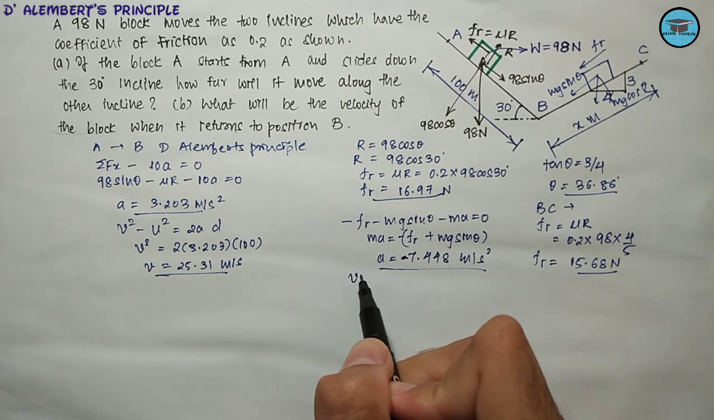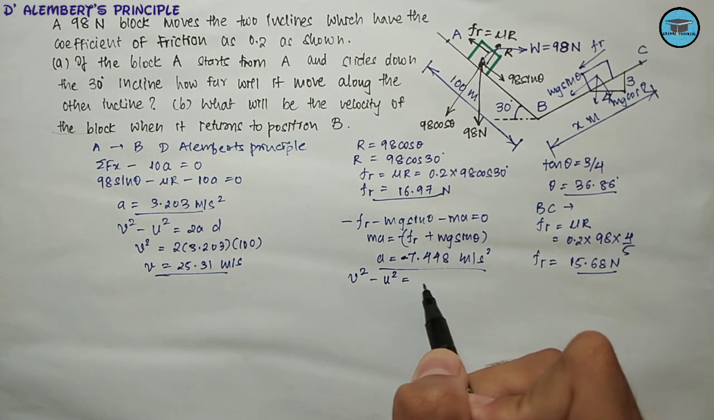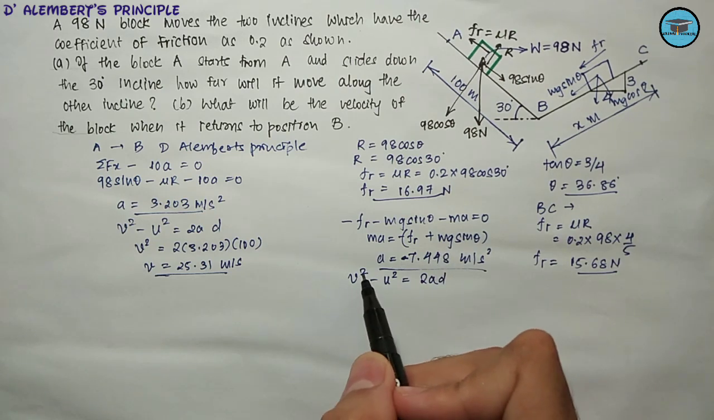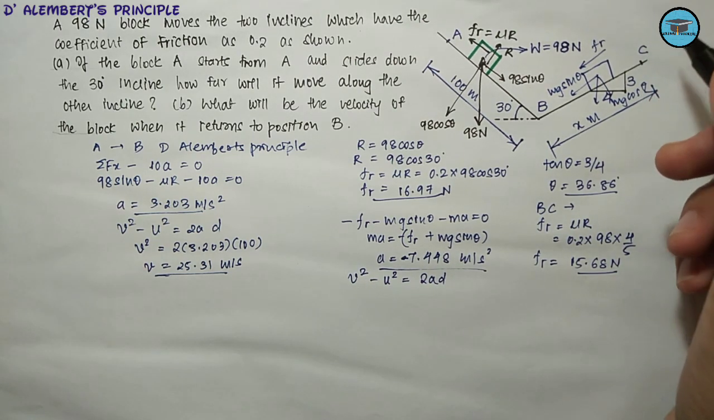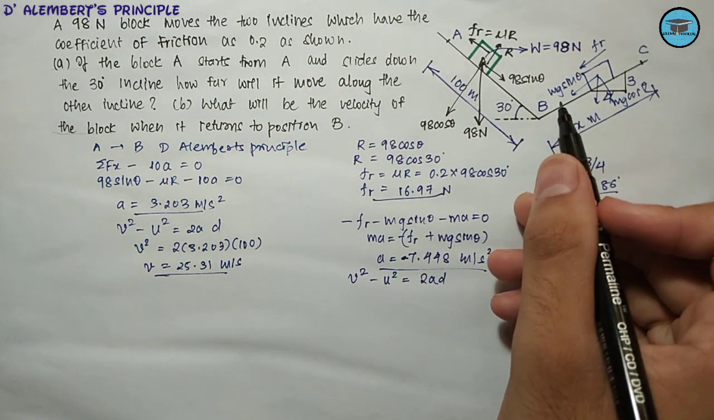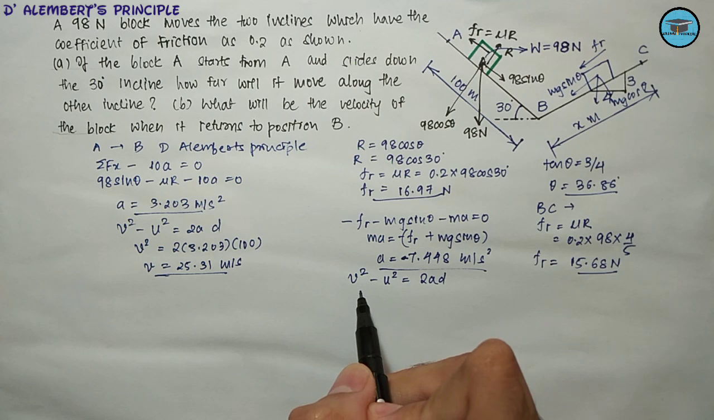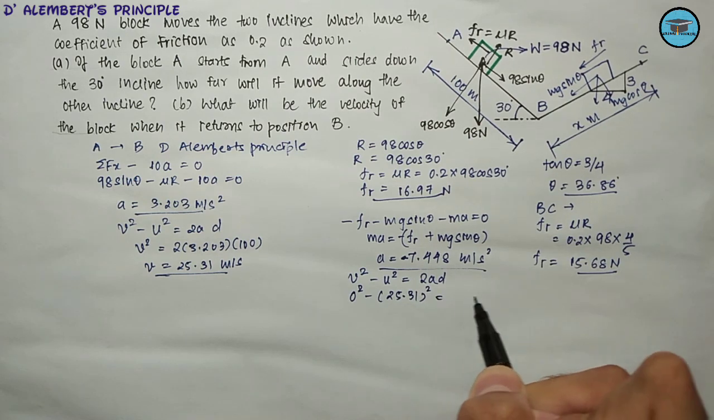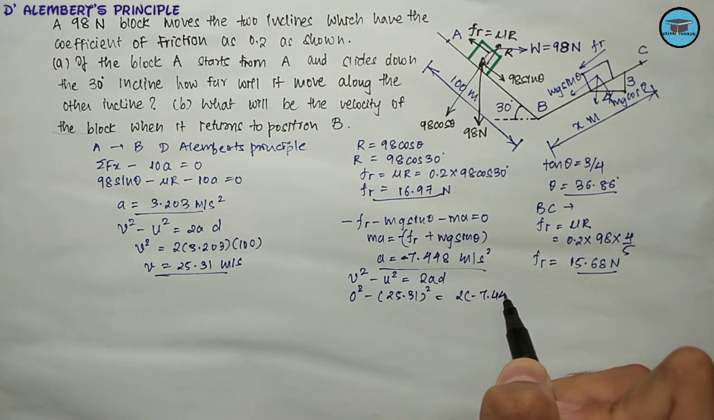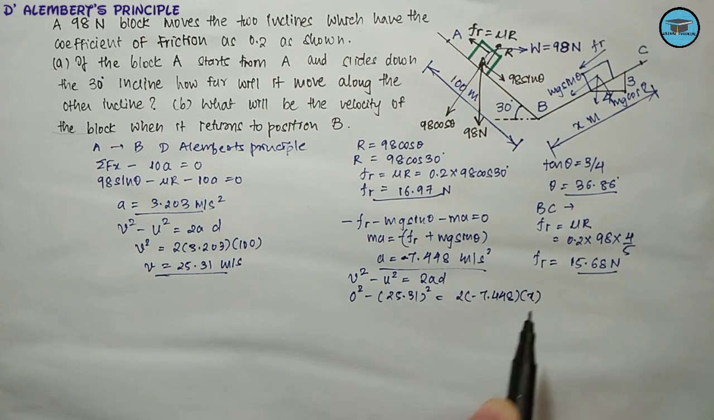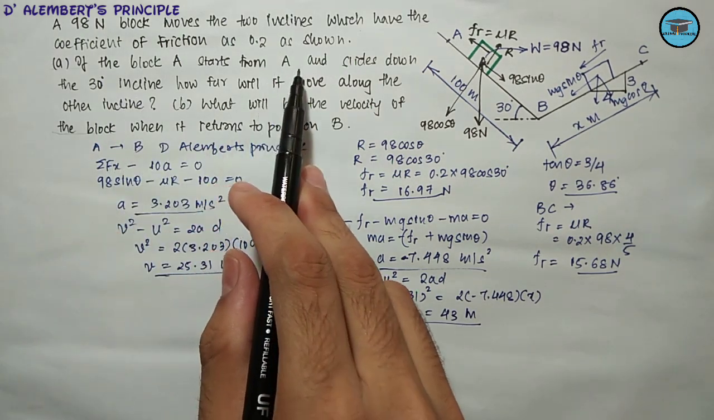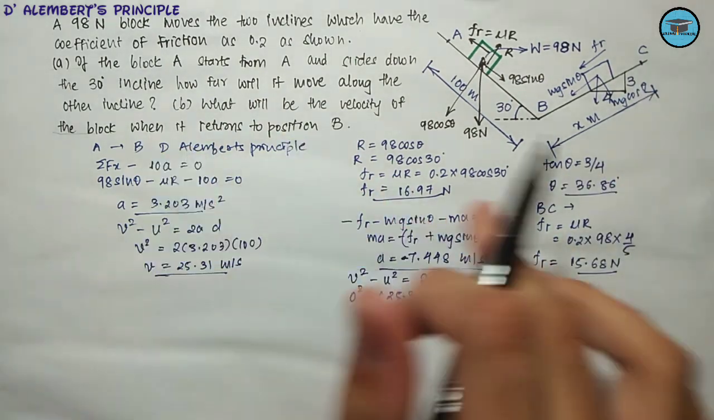Now again we are applying that law, that is v square minus u square equals 2ad. The distance is what we need to determine, acceleration we know, the final velocity after reaching this point will be 0 only, and the initial velocity is the velocity at the point B, that is 25.31. So 0 square minus 25.31 square equals 2 into minus 7.448 into the distance we need to determine, x. So the value of x comes out to be 43 meter. So the distance that the block A travels up this incline is 43 meter.